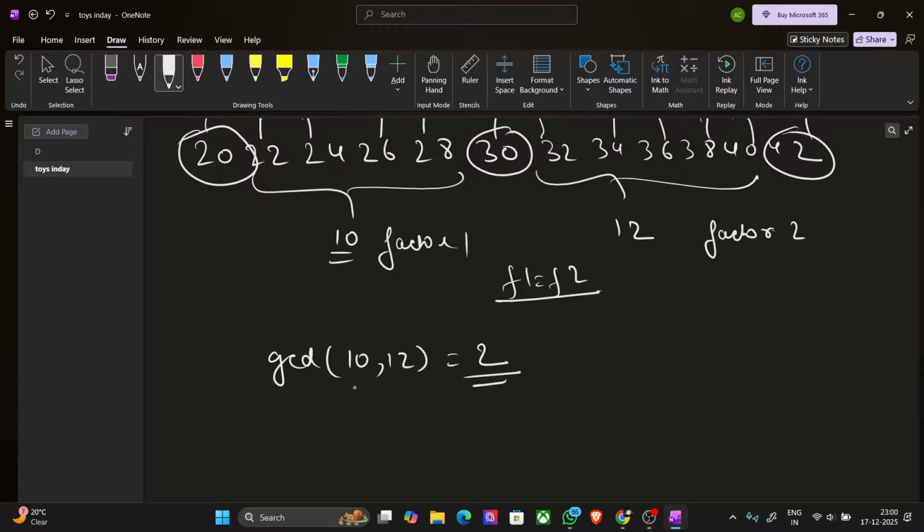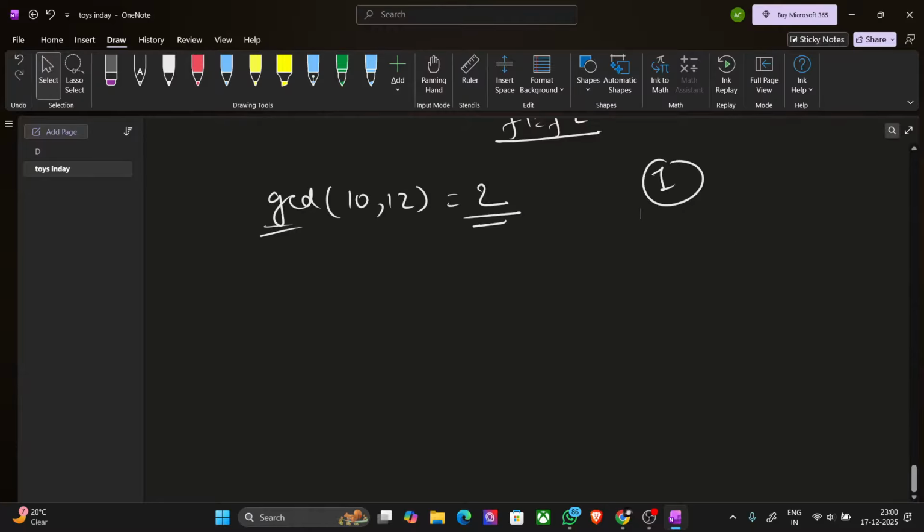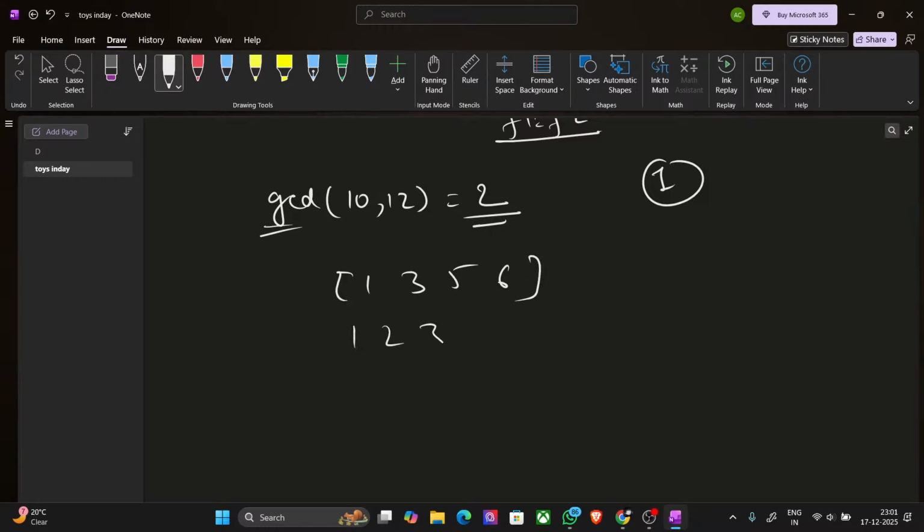Now, why GCD only? Why can't I take 1, as 1 is the element that can make any array into an AP? If you see like 1, 3, 5 or 6, now I can take 1 as 1, 3, 5 or so, let's say 8.